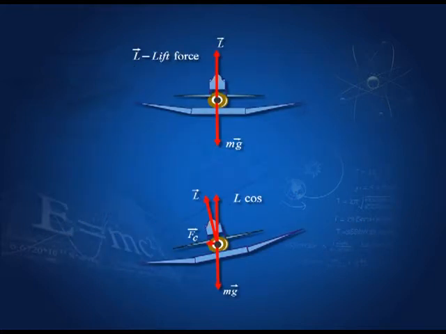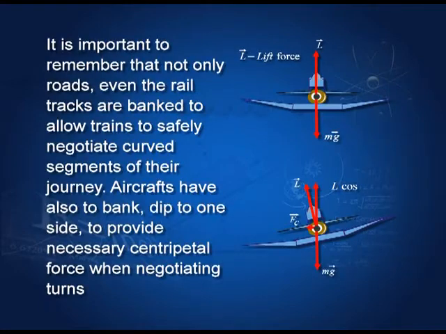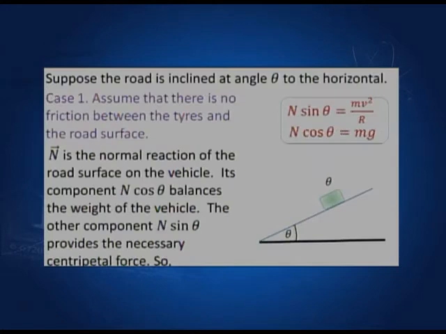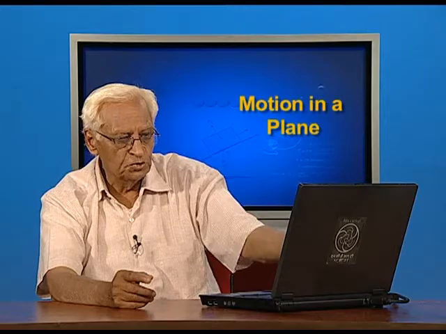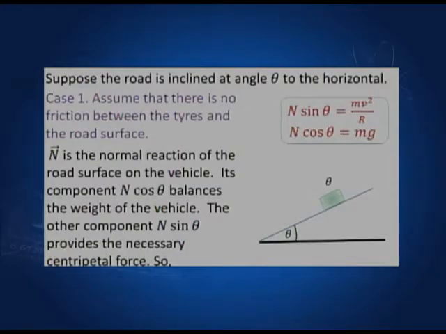Even planes, when they have to take a curved path, they have to bend, and I have shown you the bending here. The bending is to provide centripetal force, so that the plane can safely go round the circular orbit. Now, let us come back to the road. I have shown you here the road which is banked at an angle theta. I can't show the car, but here is an object, and let me show you the various things.